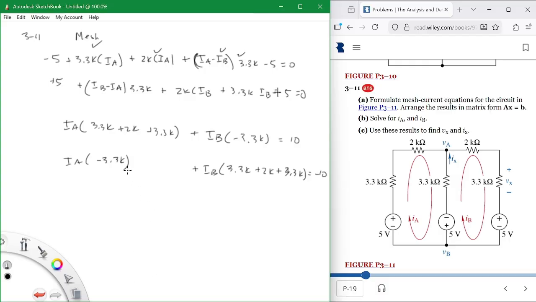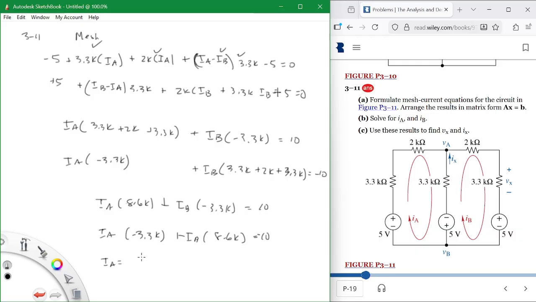All right, now, what we have now is 6.6, 8.6, IA times 8.6K plus IB times minus 3.3K equals 10. Second equation, IA times minus 3.3K plus IB times 8.6K equals minus 10, excuse me. Solve.